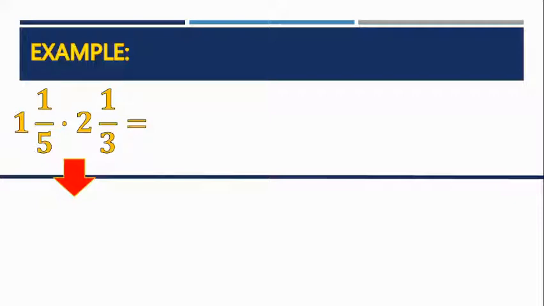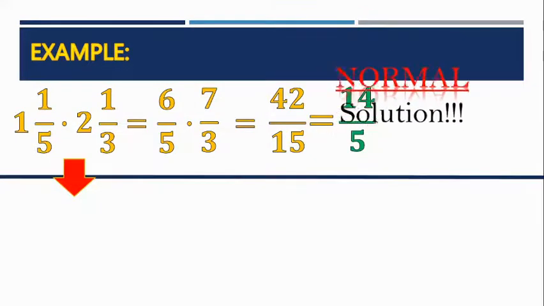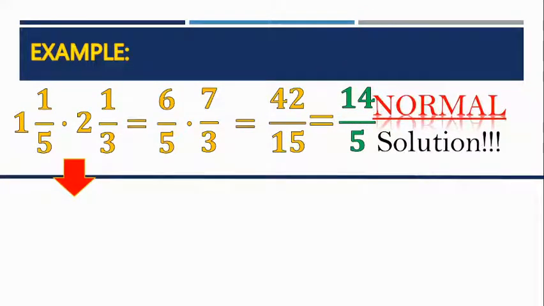So let's convert it. Using the clockwise solution, 5 times 1 plus 1 will give us 6 over 5, and 3 times 2 plus 1 will give us 7 over 3. Now let's multiply them. 6 times 7 is 42 over 5 times 3, which is 15. Therefore, it's 42 over 15. But 42 over 15 could still be simplified by dividing both numerator and denominator by 3. After dividing them by 3, we will get 14 over 5. Again, that's the normal way of solving multiplication as I have discussed before.